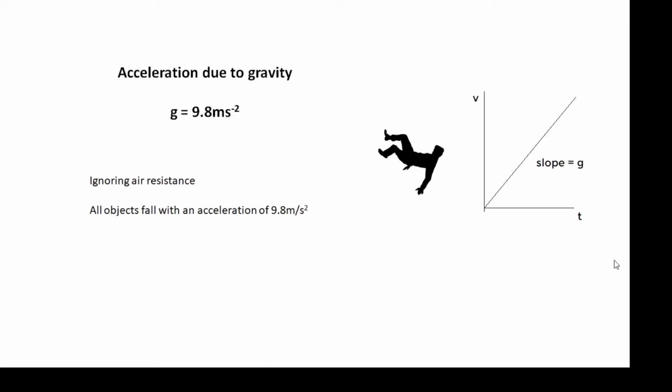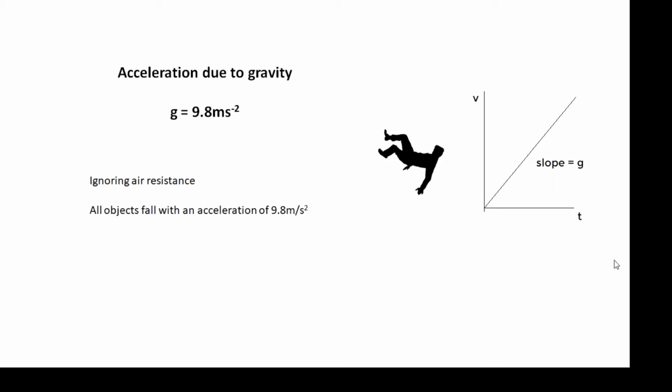This is my third video about motion, and it's about falling due to gravity. Acceleration due to gravity is 9.8 meters per second squared. So ignoring air resistance, everything falls at 9.8 meters per second squared. It doesn't matter what its mass is.